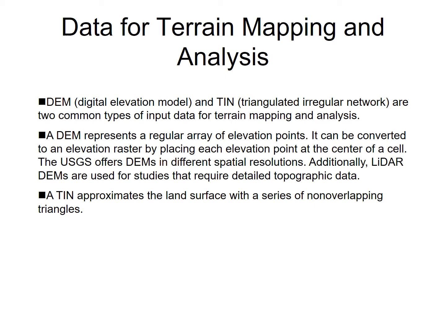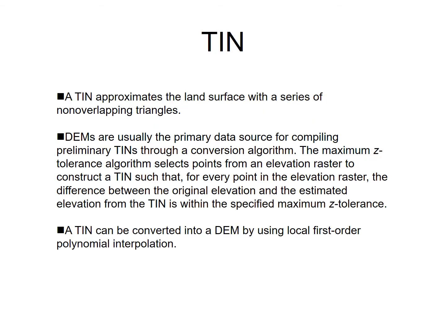A TIN approximates the land surface by using a series of non-overlapping triangles, hence the triangulated irregular network, because they're not uniform in shape. Like I said, a DEM is usually the primary source of compiling TINs through an algorithm that works off of the individual elevation measures. But a lot of DEMs are in fact rasters.